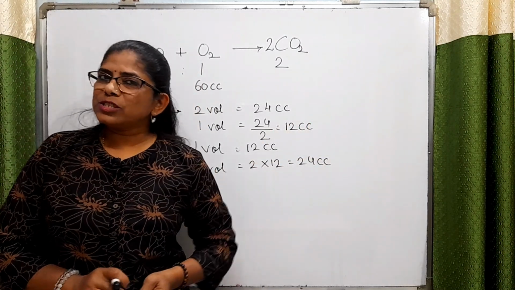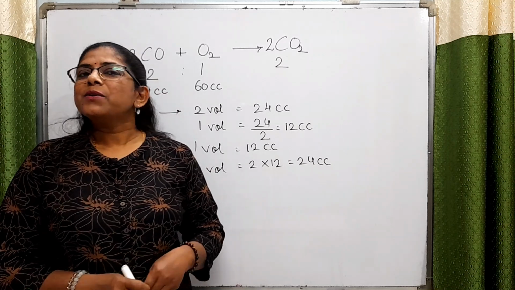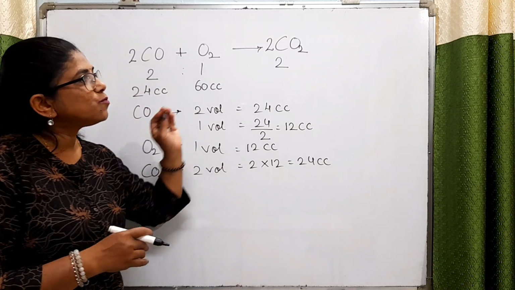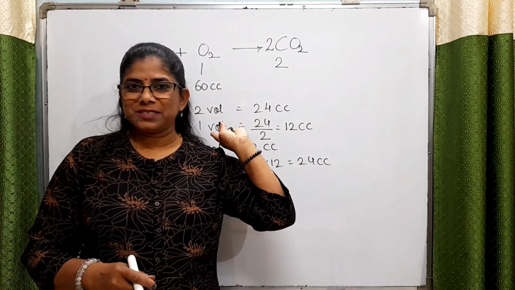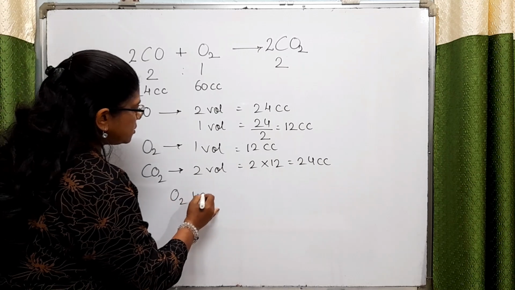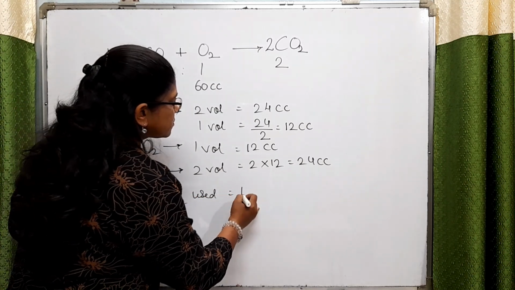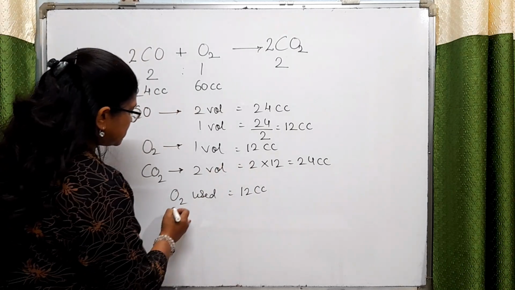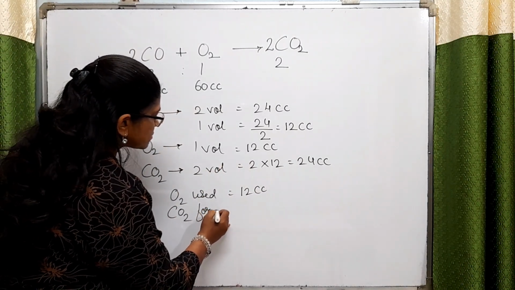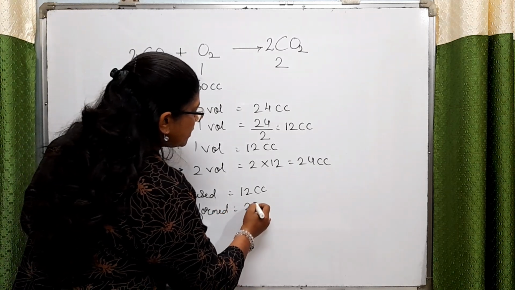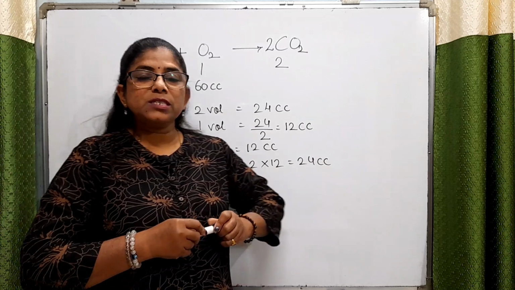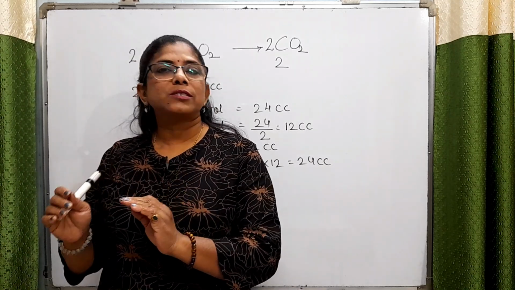So now what is the question asked here is that how much oxygen is going to be used up here and what is the volume of carbon dioxide formed. So here oxygen used in this reaction is only 12 cc and carbon dioxide formed is 24 cc. Suppose if they ask what is the volume of unused oxygen.